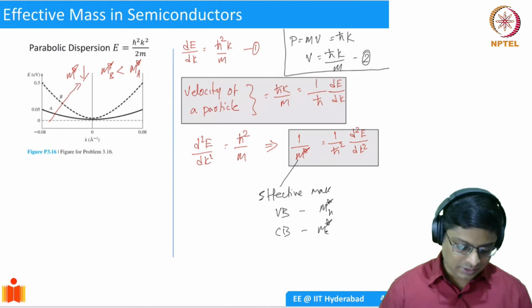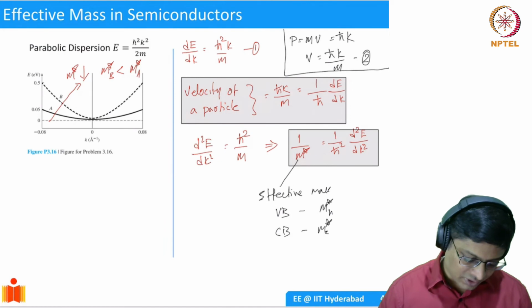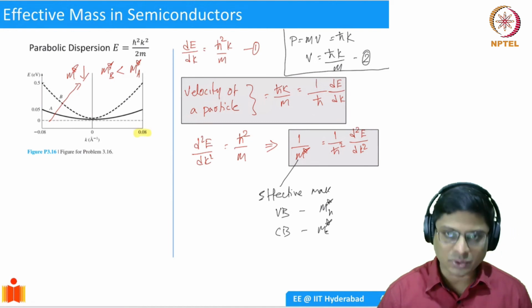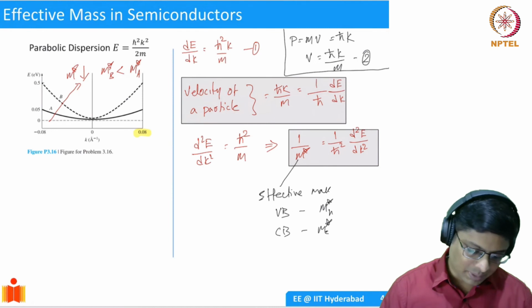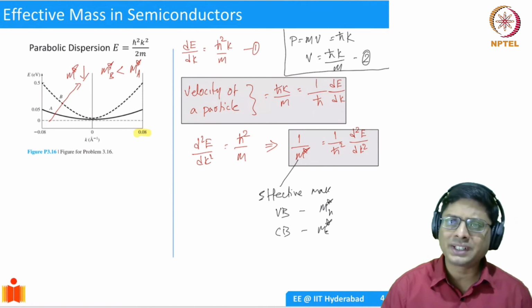We can also calculate it. So here, let's say there is a dispersion relation given, and the K at the edge of the band is 0.08 per angstrom, right? So we can calculate it. How do we do that? Again, simple mathematics. So basically, this is a parabolic dispersion.